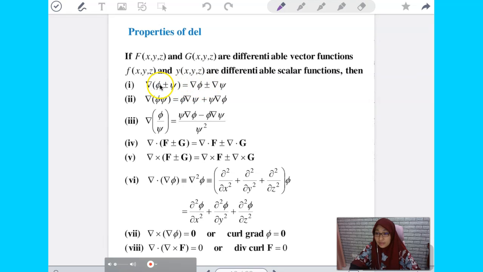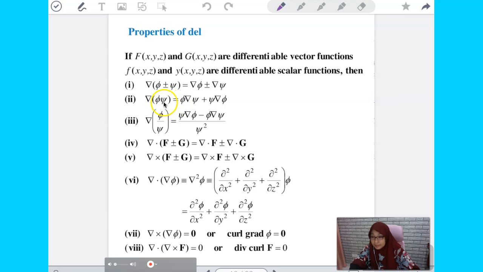Because they are scalar, this one is a gradient. So whether you compute the summation or the subtraction of psi and phi first, and after that evaluate the gradient, the answer will be similar if you separate them. So the gradient of phi plus minus the gradient of psi.